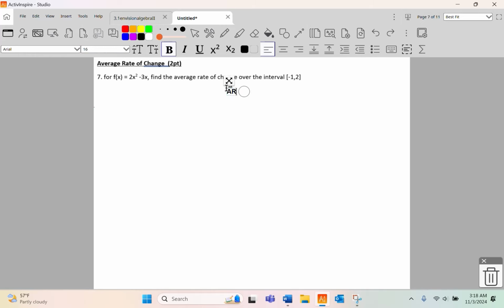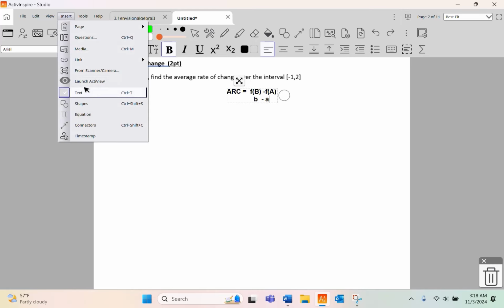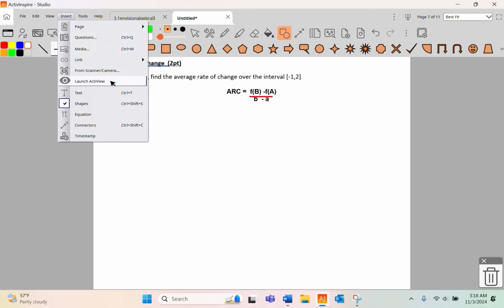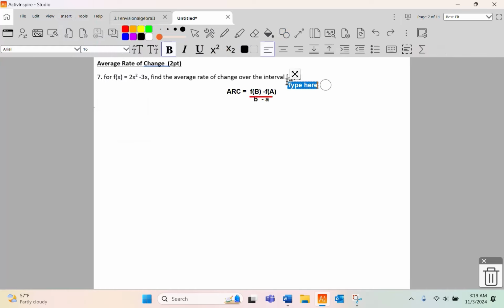All right. Find the average rate of change over the interval from negative 1 to 2. Of course, your formula for average rate of change is the same as it's always been. It's f of b minus f of a sitting pretty over b minus a. And of course, you get a and b from this interval. So let's find f of b by plugging in a 2.